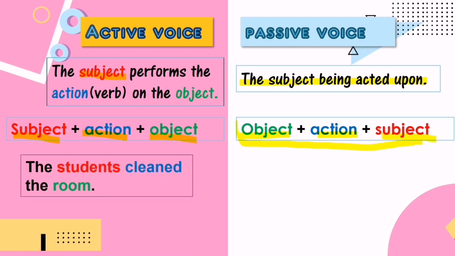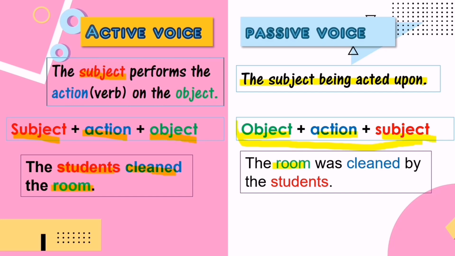So we have here an example. The students cleaned the room. The students is our subject, action or the verb is cleaned, and the object is the room. Oh, look at the color. On the other hand, the room was cleaned by the students. Our object is the room, action, cleaned, subject by the students. So, the receiver of the action was the students. And here, the students are the doer of the action. So, ingana ang difference sa duha.